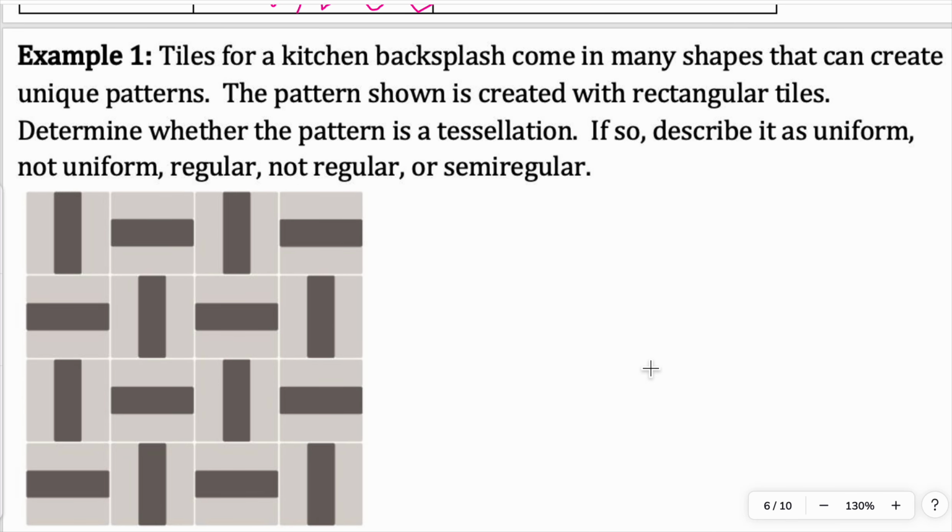So here's example 1. It says tiles for a kitchen backsplash come in many shapes that can create unique patterns. This pattern shown is created with rectangular tiles. Determine whether the pattern is a tessellation. If so, describe it as uniform, not uniform, regular, not regular, or semi-regular. So this one is in fact a tessellation.